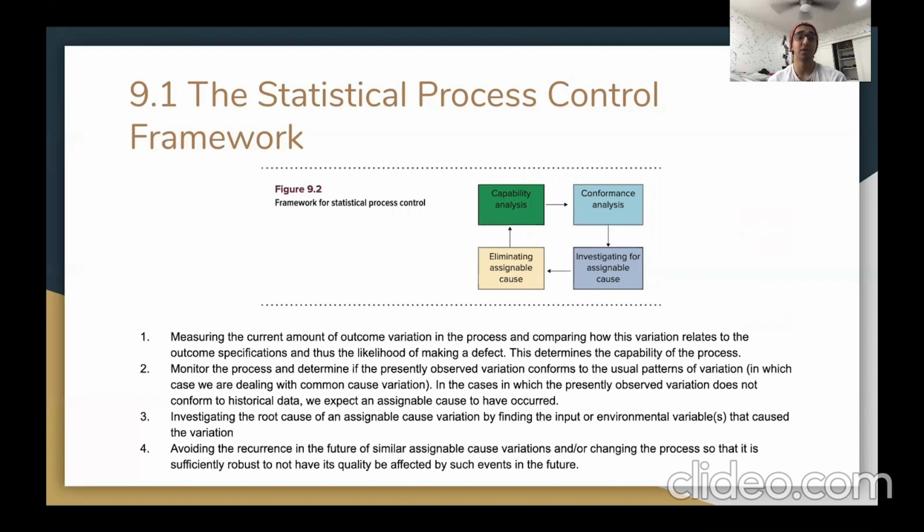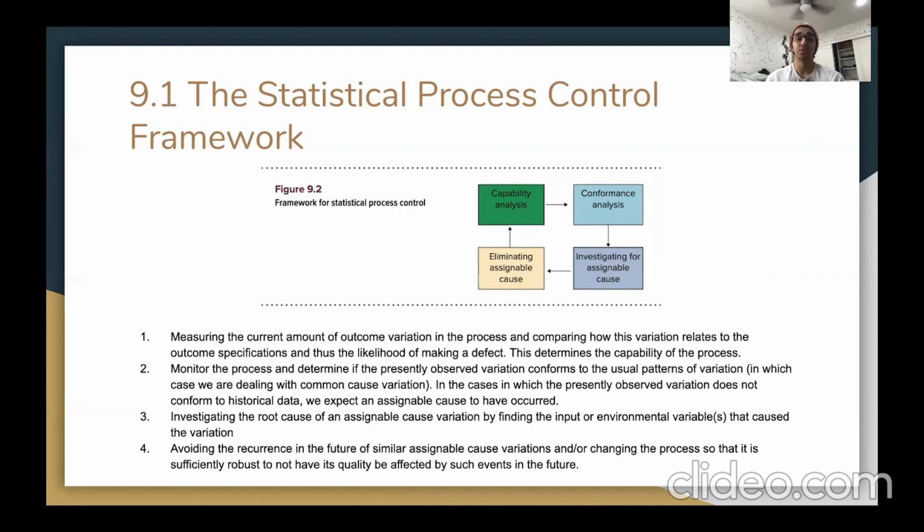After that, you want to monitor the process and determine if the present observed variation actually conforms to the usual pattern. And if it doesn't, that's when you realize you've actually hit an assignable cause. And once you've hit an assignable cause, you want to work on ways to stop that from happening.